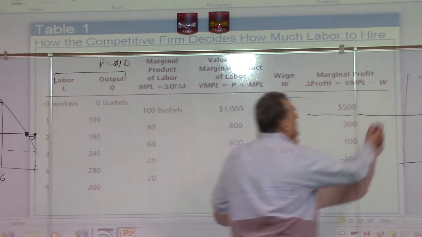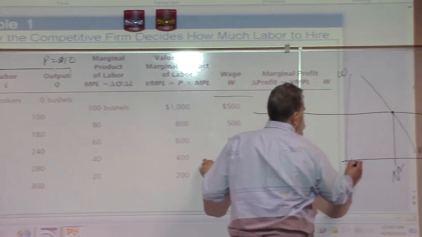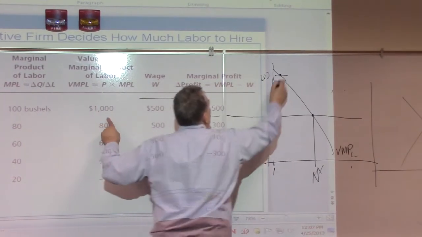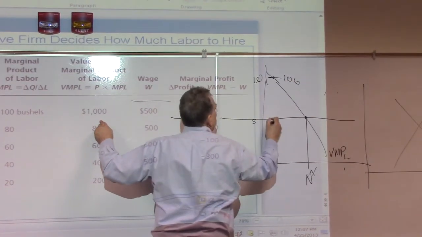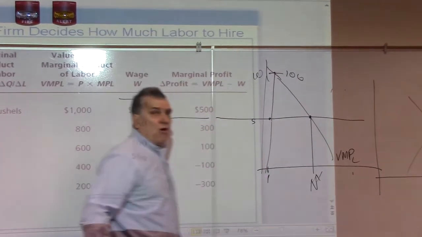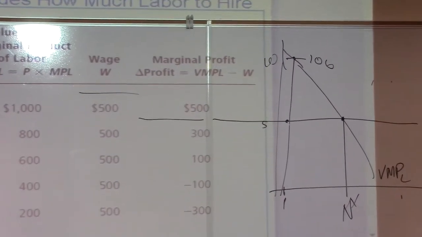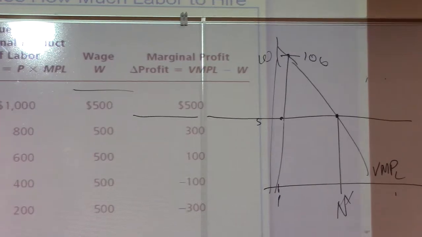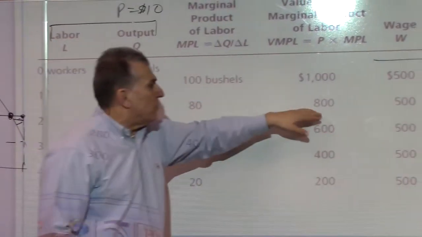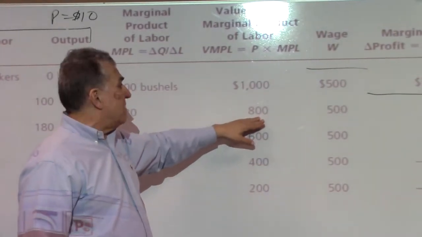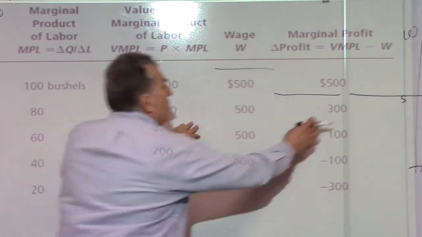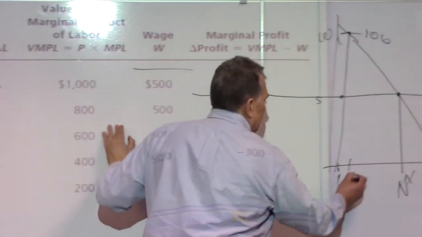We may be at this point here. This is the wage rate. Here's the first worker. Okay? So his value is 1,000. It's costing 500. The value to him for the first worker is much greater than the cost. Does it pay to hire the first worker? Yes. Take a look at the second worker. The second worker produces 80 bushels. Does it pay to hire the second worker? Well, yes. 80 bushels means he's bringing in $800 in revenue. The cost is 500. The profit, 300. It helps to hire the second worker.